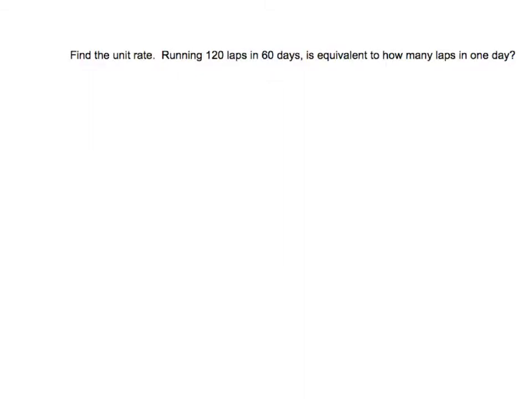All right, so we're looking for the unit rate here. It says running 120 laps in 60 days is equivalent to how many laps in 1 day. So here's what we want to do. We're going to set up a fraction, which is also known as a ratio. So we're going to do laps over days. That's how we're going to set it up.